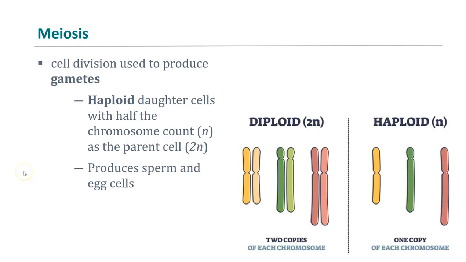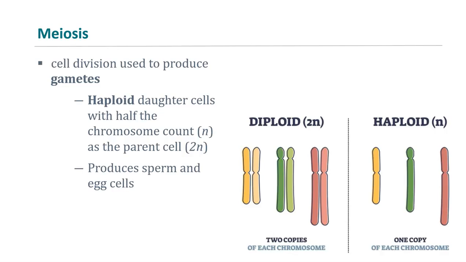Let's talk about meiosis now. Meiosis is a type of cell division that will produce 4 daughter cells from one parent cell. And meiosis is what we call reduction division. We're reducing the chromosome number. So this typically is used for the production of gametes, and gametes are egg cells or sperm cells.